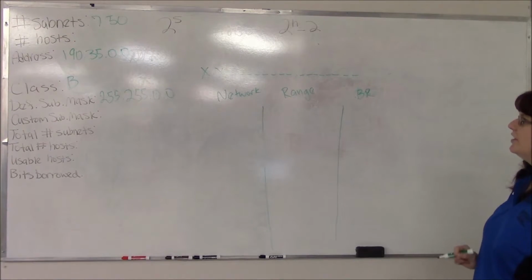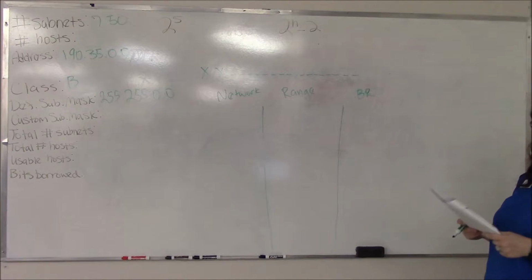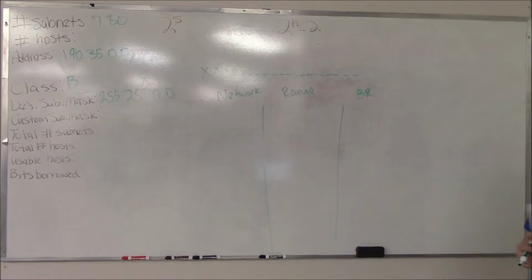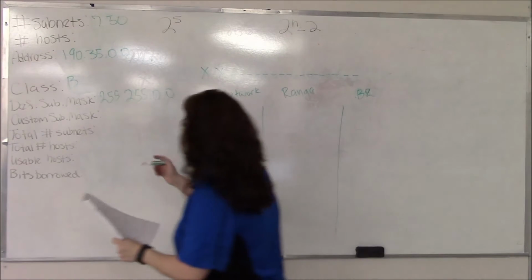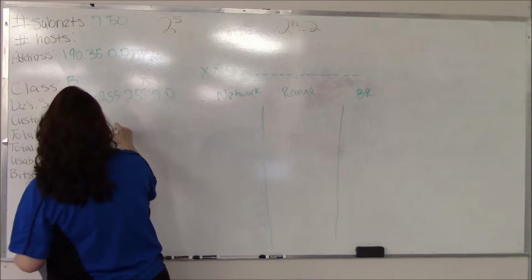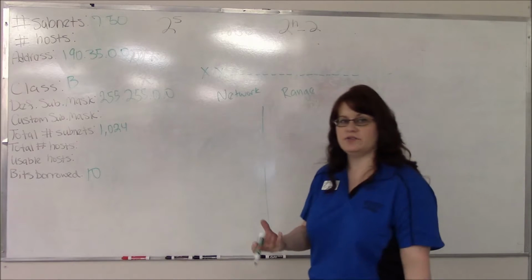I need 750 subnets. It doesn't matter how many hosts. 2 to the what's going to give me that? 2 to the 9. No, wait. With 10? 2 to the 10th. It's going to give me way more, actually. But 2 to the 9th would give me, sorry, 512. There you go. So total subnets is going to give me 1,024 because I'm going to borrow 10 bits. 2 to the 10th is 1,024.